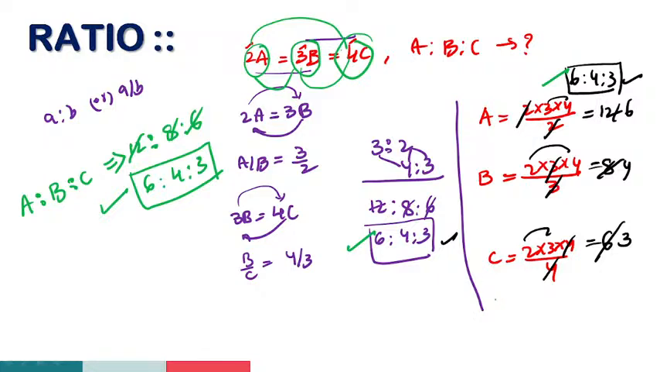Is it clear to all of you? How to find out the ratios? Any doubts regarding this example problem? Say yes or no. Okay, right.